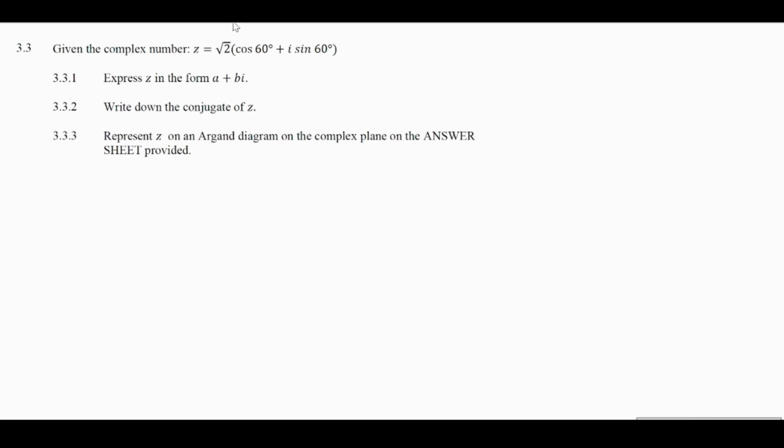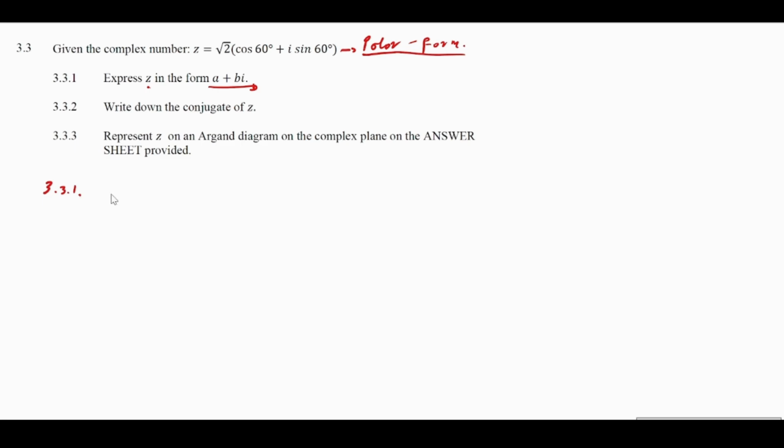Question number 3. They say, given the complex number z equals the root of 2 into cos 60 plus i into sin 60. This one is our polar form, or trigonometric form, whichever way you want to call it. The question says express z in the form of a plus bi. A plus bi is our rectangular form.